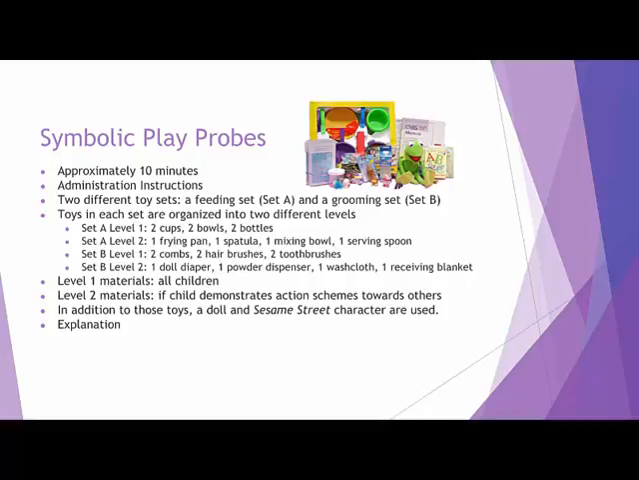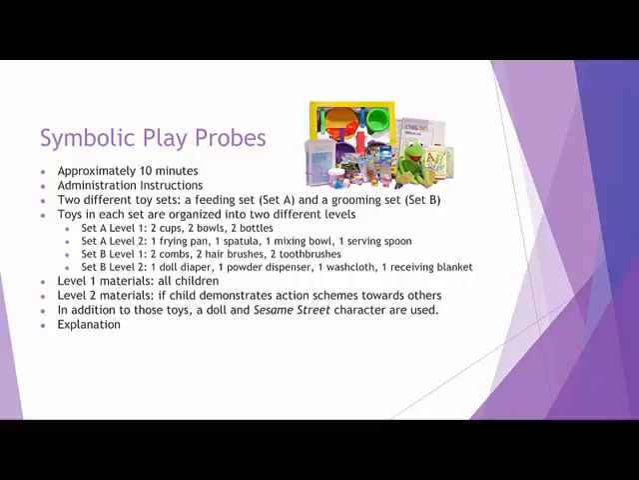This section of the test includes 2 different toy sets. Set A is a feeding set and Set B is a grooming set. The toys in each set should be organized into 2 different levels. Set A level 1 includes 2 cups, 2 bowls, and 2 bottles, and then Set A level 2 includes 1 frying pan, 1 spatula, 1 mixing bowl, and 1 serving spoon. So you can see how those materials get a little bit more in-depth in Set A level 2.